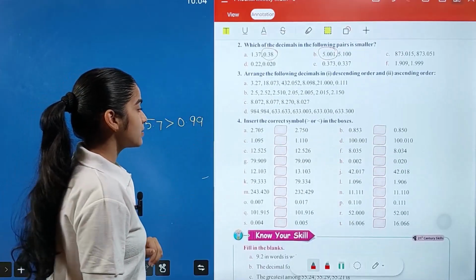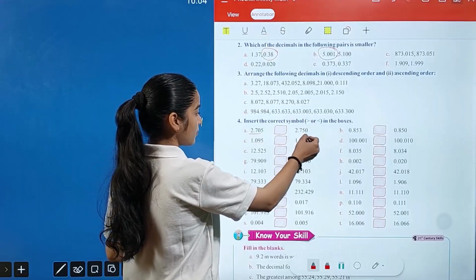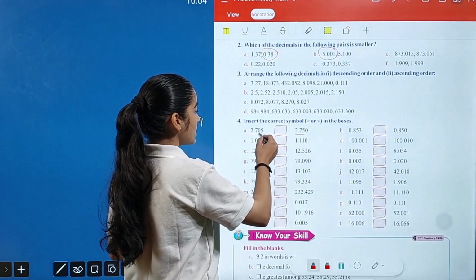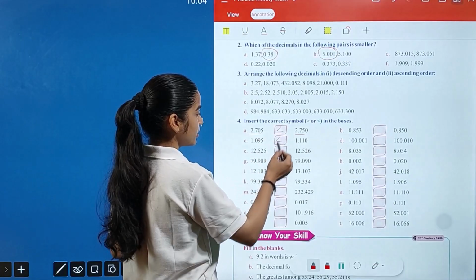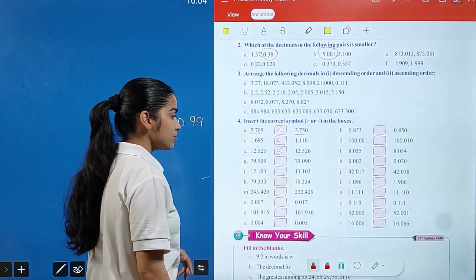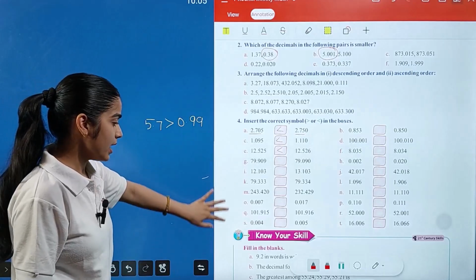Now insert the correct symbol. We already did this as well, but let's take some examples of it. So 2.7 and 2.7 are the same, then 0 and 5, so it means this is greater. 12 point, this one is greater. So you can simply write the greater and lesser symbols by comparing.